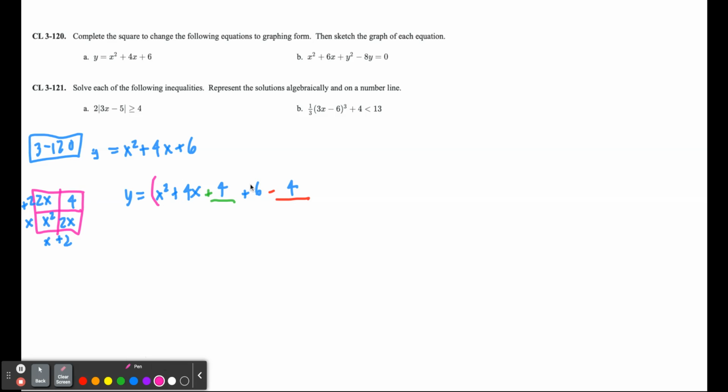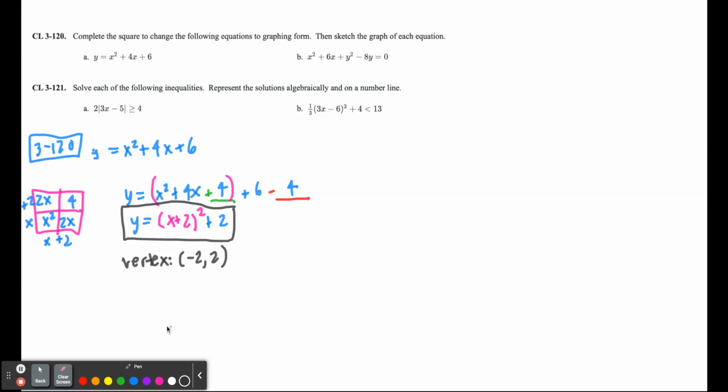And then this factors to your dimensions here. So x plus 2 squared, and then 6 minus 4 is 2. And that is graphing form. And then your vertex is the opposite of this one, and then the same as this one. So then your sketch would be negative 2, 2 would be here, and then it's just like a regular size parabola.